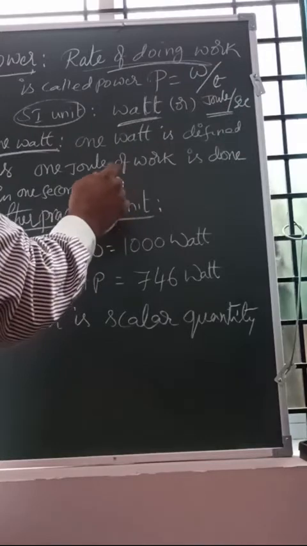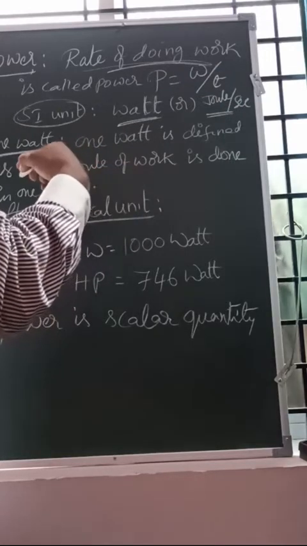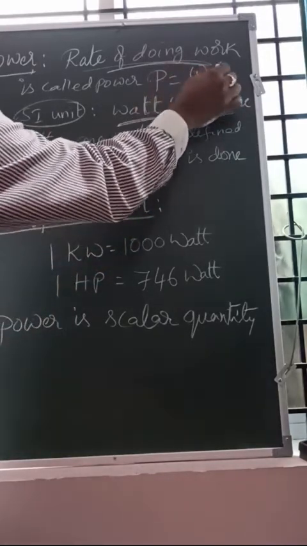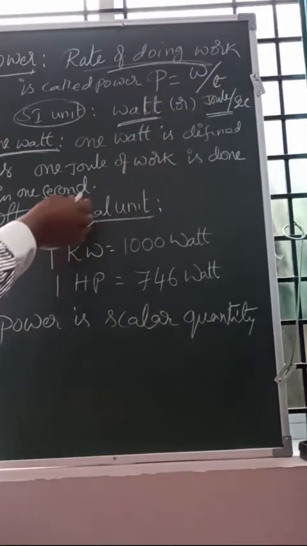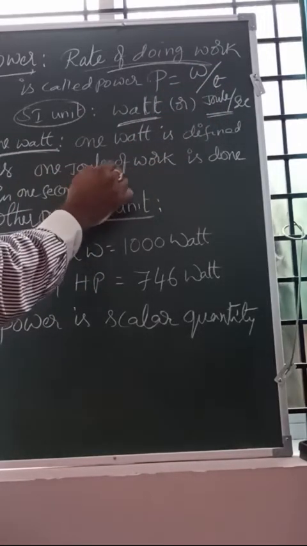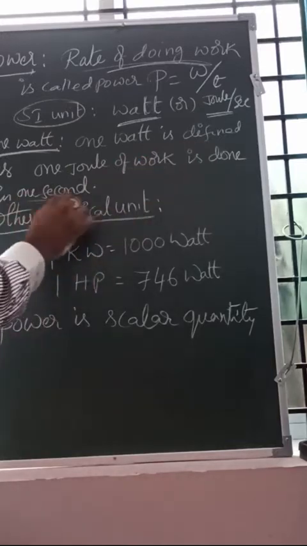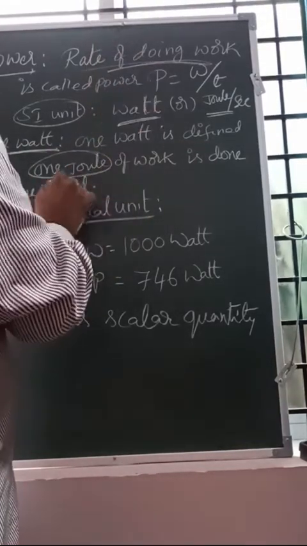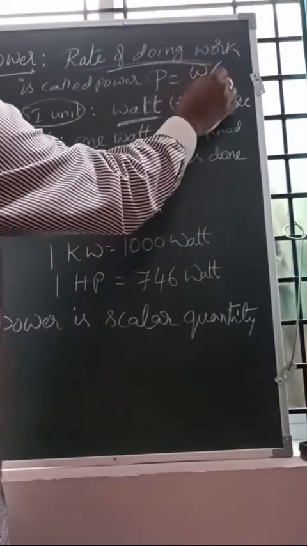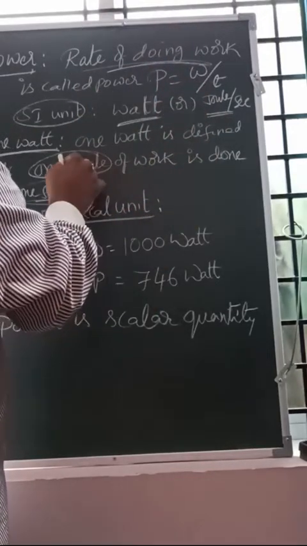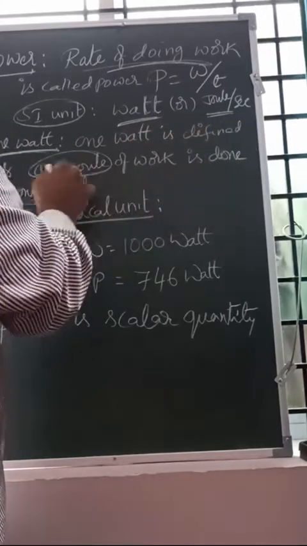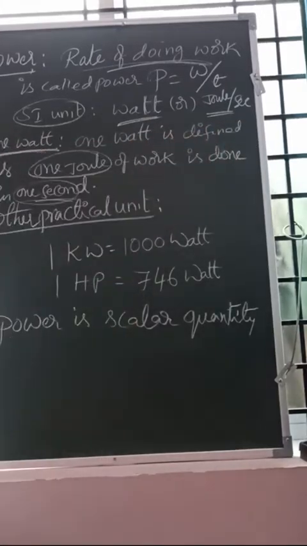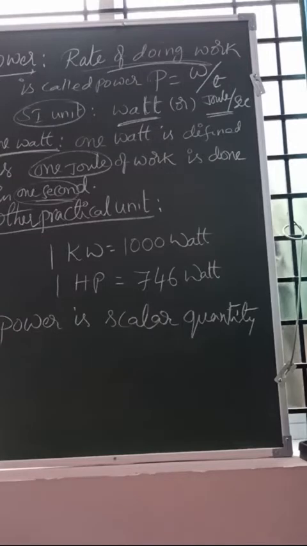Already we discussed this previously. If any unit is defined, all quantities must be taken as unity. So here what I want to write: 1 joule of work is done in 1 second. 1 joule of work means 1, in 1 second means 1. 1 by 1 is 1. Do you understand? 1 watt is defined as 1 joule of work done in 1 second. Then the power is said to be 1 watt. Clear?